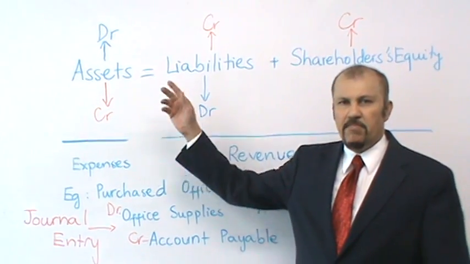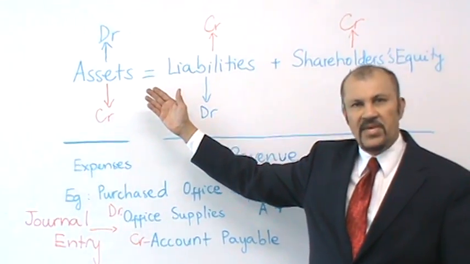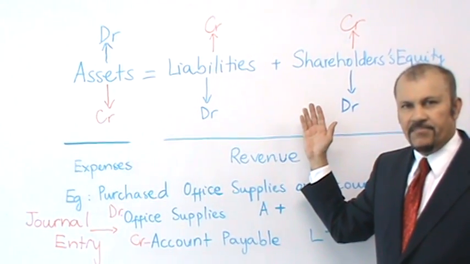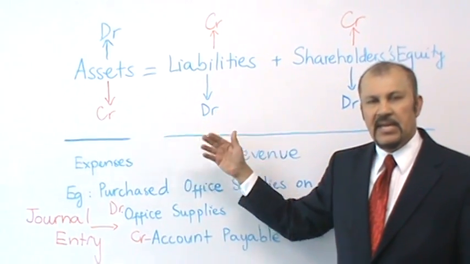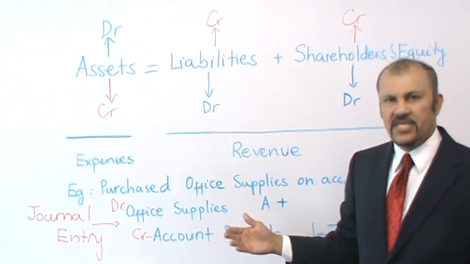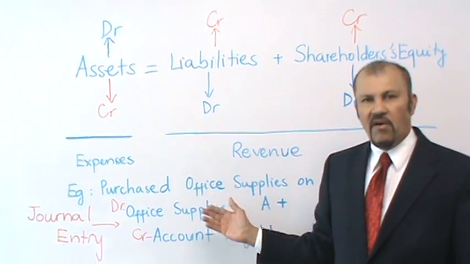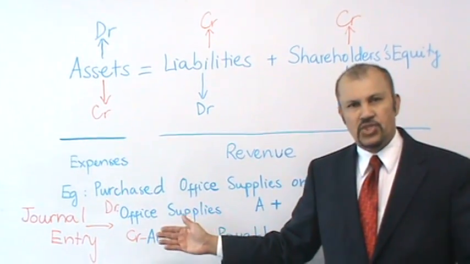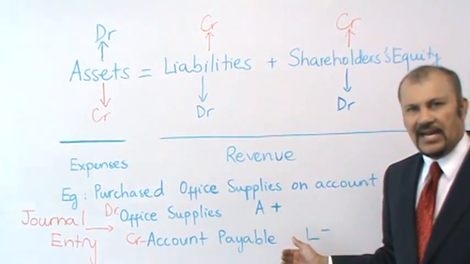You can start off by writing out the accounting equation, which you should all be familiar with. Assets equals liabilities plus shareholders' equity. Also, to help us understand these rules and remember them, I'm going to use a sample transaction that I've written at the bottom. The sample transaction is purchased office supplies on account.